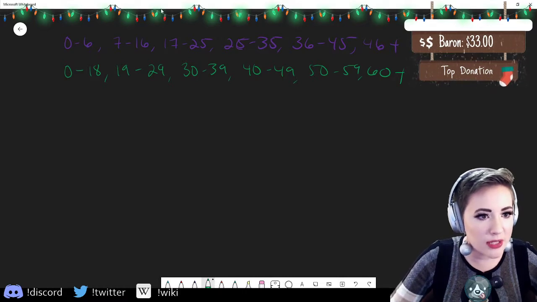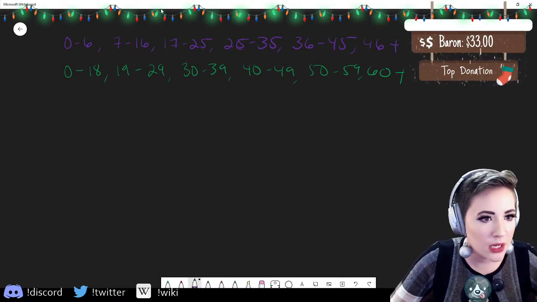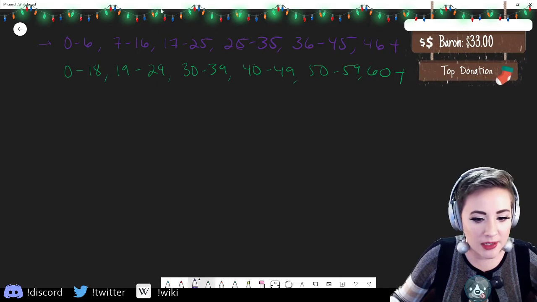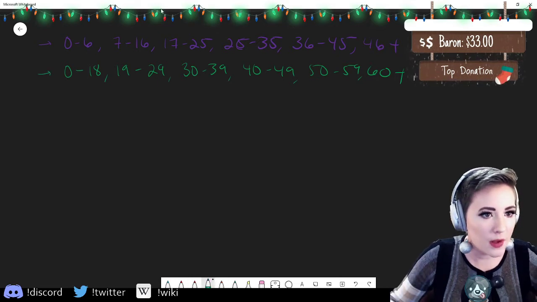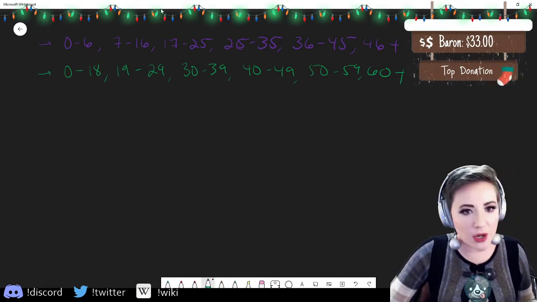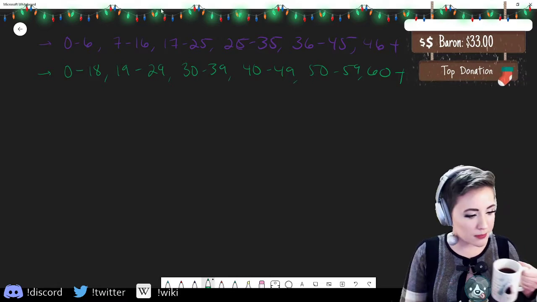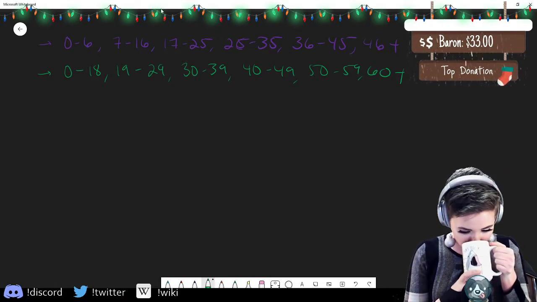Let's say I have two data sets I want to combine to predict COVID fatalities across age groups. And these are the two data sets I have. What jumps out to you? What do you think some of the problems are here?